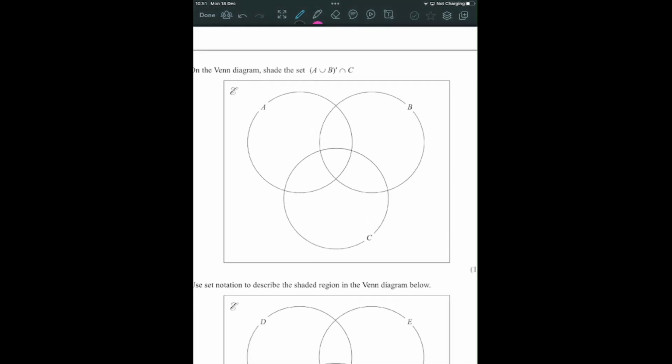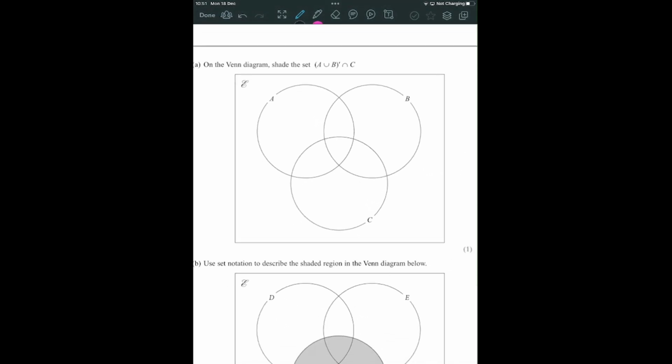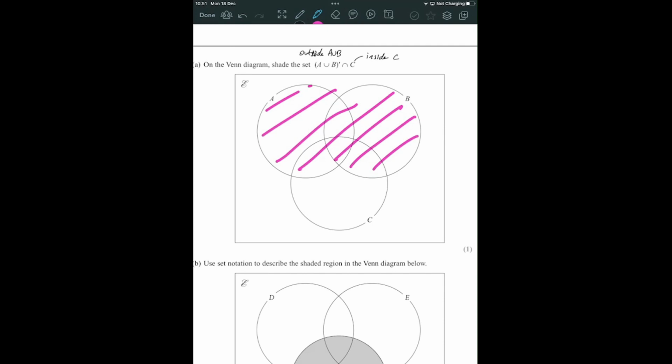And straight away, we get quite a nasty shading a Venn diagram question. On the diagrams, shade the set A union B, complement of, and C. So that's saying I have to be inside C and outside the A union B. Now if you remember, the A union B is the whole of this double circle. So I need to be outside of that while also being inside of C.